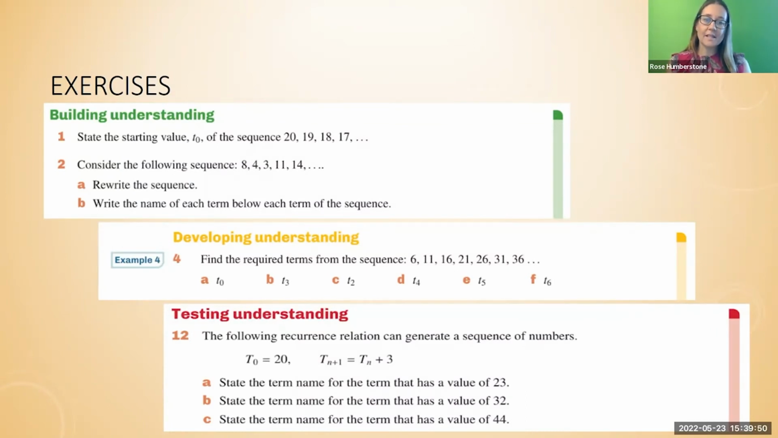And then lastly, our testing understanding questions. They'll often approach the same skill or concept, but from a different angle. So here we have our recurrence relation. And then our first question is to state the term name for the term that has a value of 23. So students need to go backwards essentially. They need to work out what the values are, and then what the term name for those terms will be.